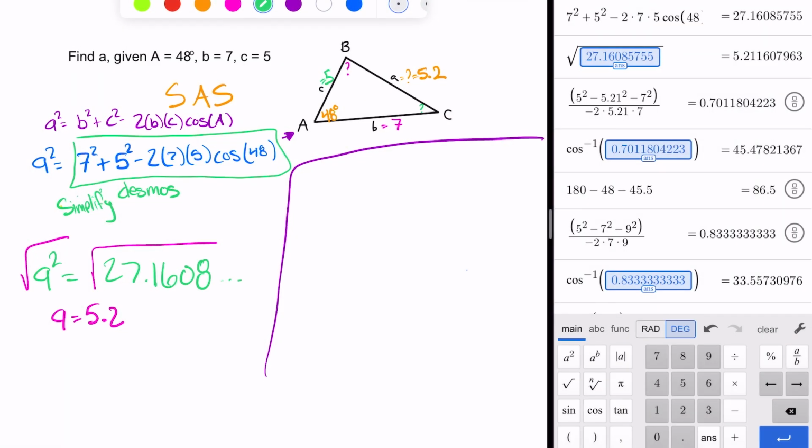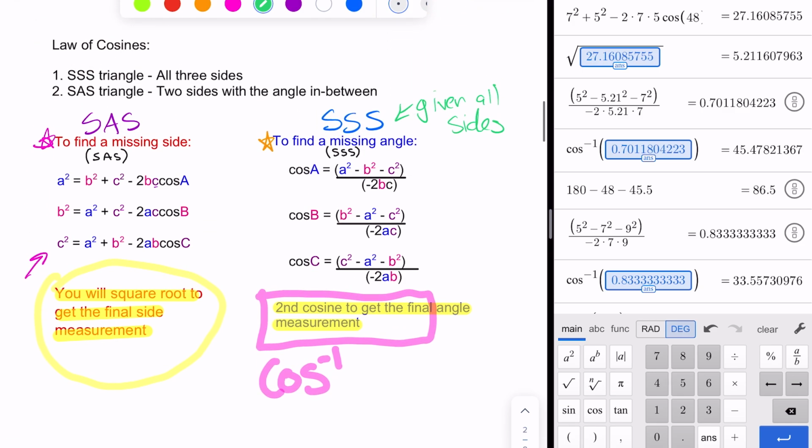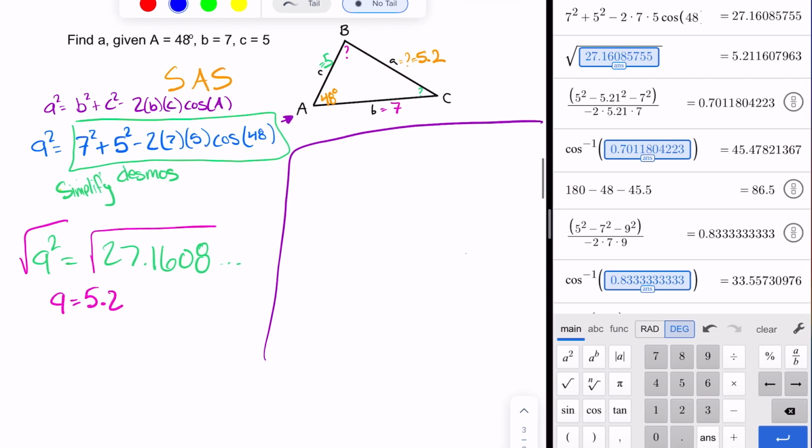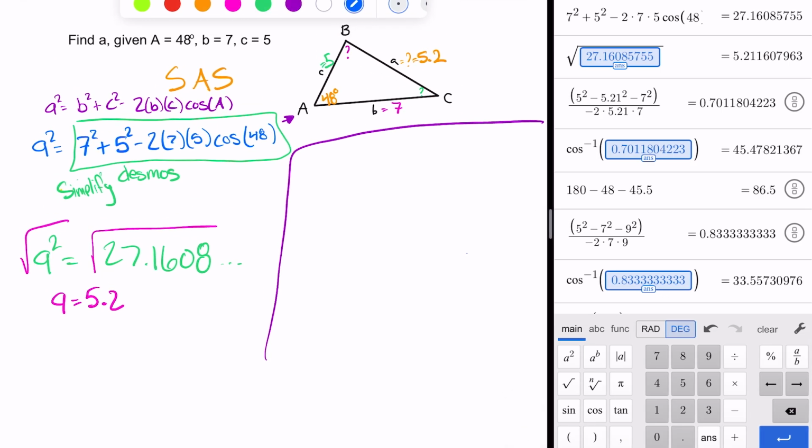All right, now that we have all 3 sides, we can go back up and look at our other formulas. In this case, we are missing angle B, so we're going to use this cosine of B here. So I come here, let's go with red. So we have cosine of b is equal to our side length b, and we're going to do this fraction here. So we're going to go b squared, which is 7 squared, and then we're going to minus.